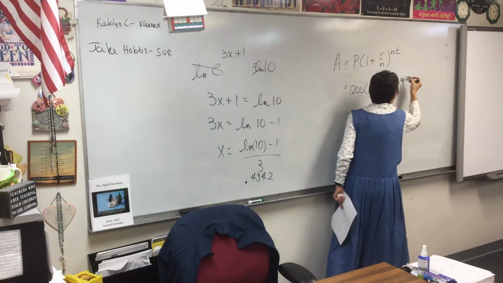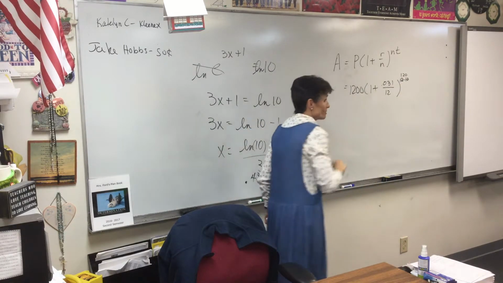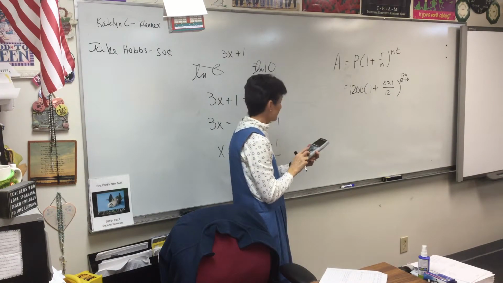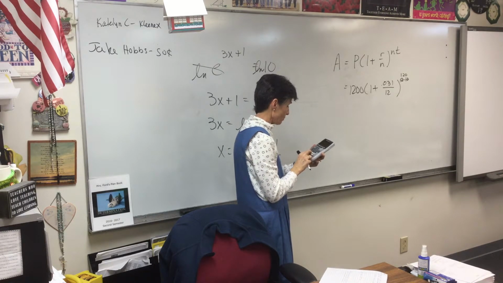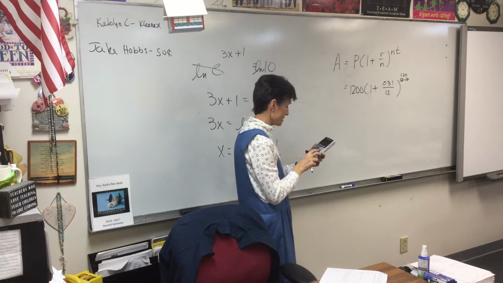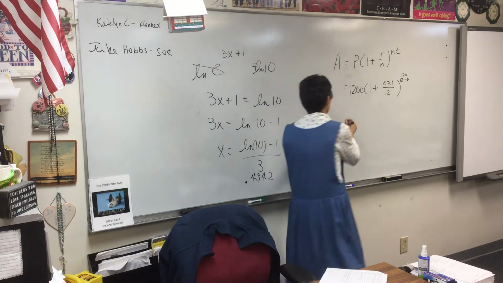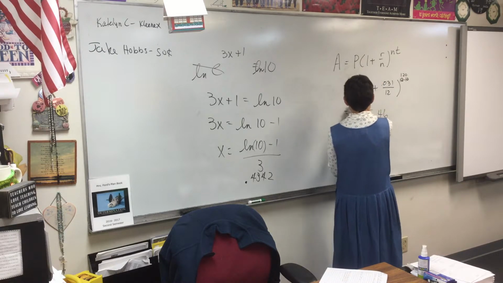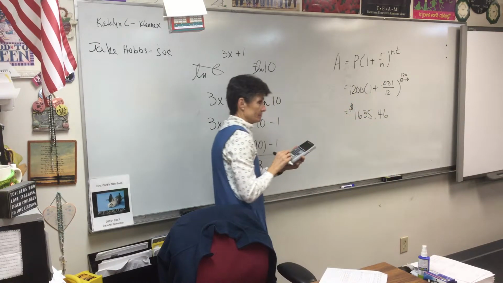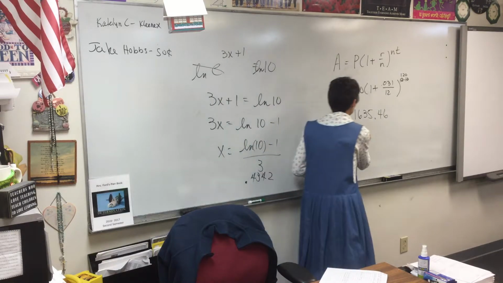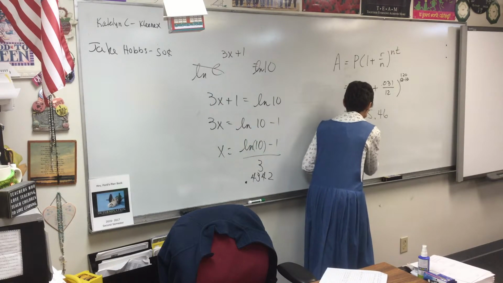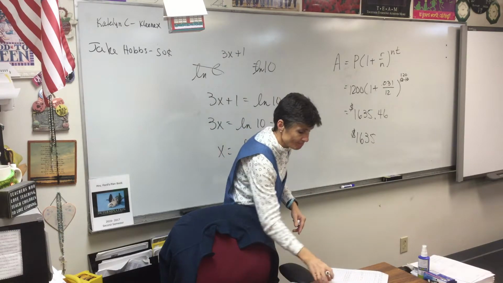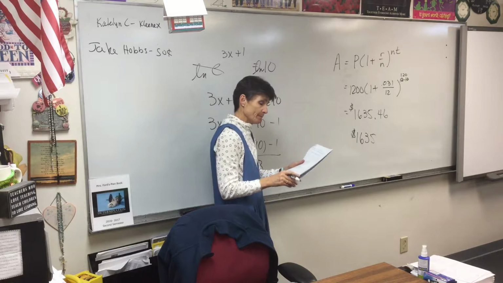So we'll go ahead and multiply those together. And this is one of those easy ones that you can just type in. So 1200 times parentheses, 1 plus 0.031 divided by 12, close parentheses, raised to the 120th. 1635.46. To the nearest whole dollar, that would be 1635. Wait, what's the r stand for again? Interest rate.